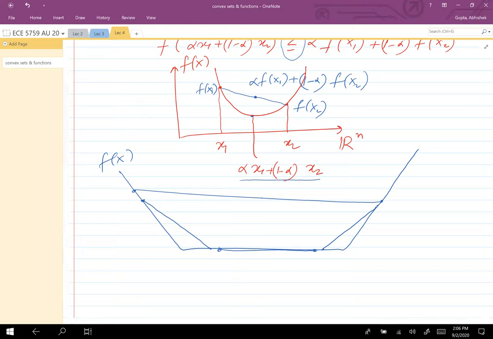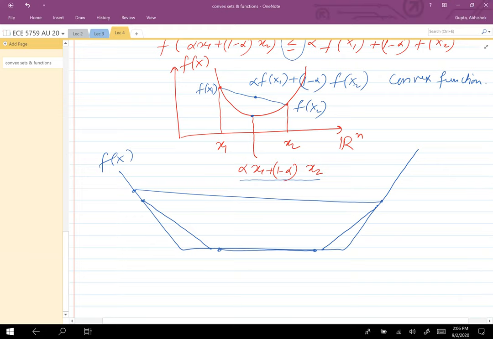Okay, so this is a convex function. How can I choose the points? I might choose points that are really close to each other and they're not going to give me enough information about the function. So is there a specific way to choose the points?